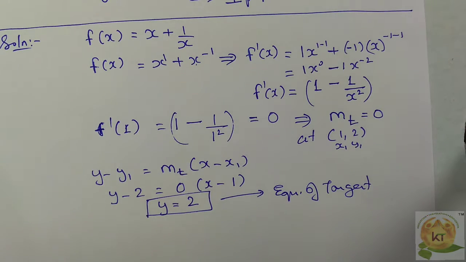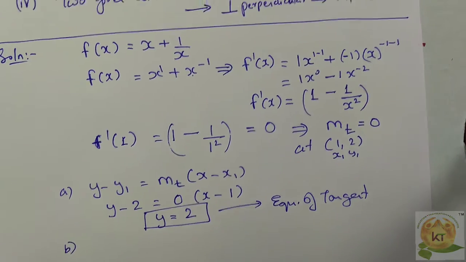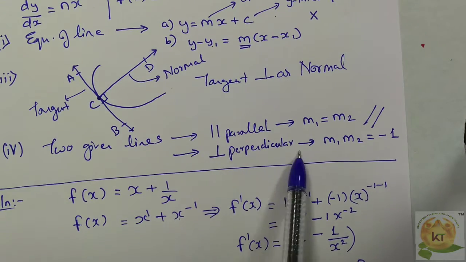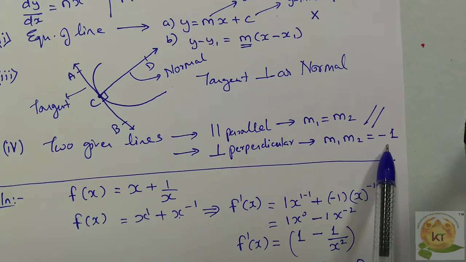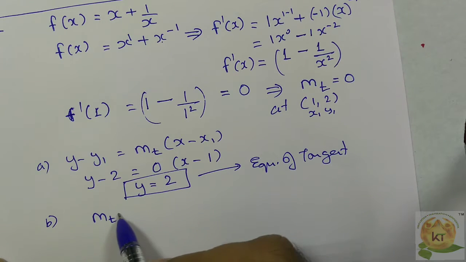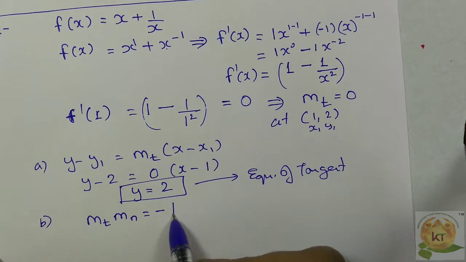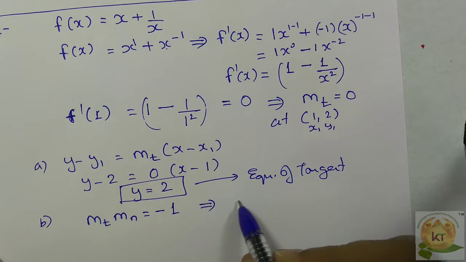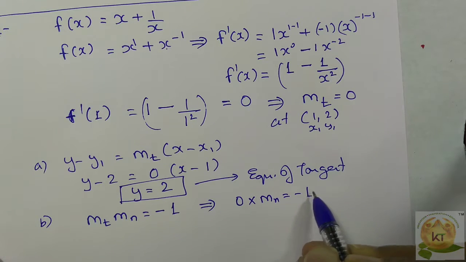So now let's find the second part. That's my A part, which I have found out, that is, the equation of the tangent. Now I need to find the equation of the normal, correct? And I know which principle I'm going to use: when two lines are perpendicular to each other, the product of their gradients is equal to -1, right? So now I'm going to use mt, the gradient of the tangent, into mn, the gradient of the normal, equal to -1. That implies 0 into the gradient of the normal is equal to -1.